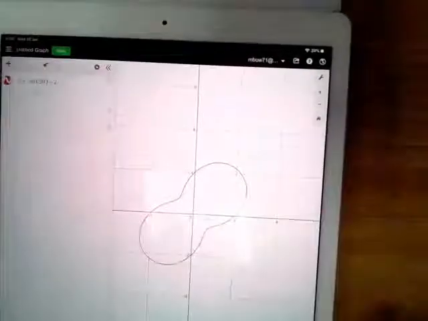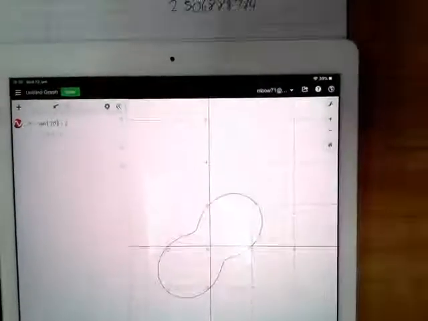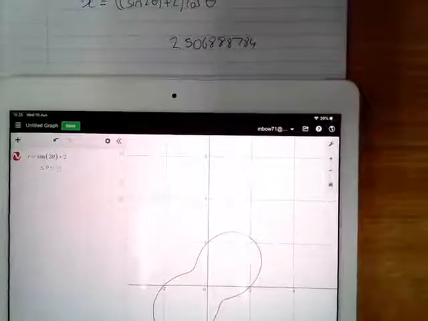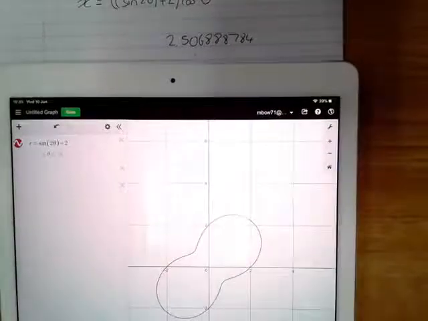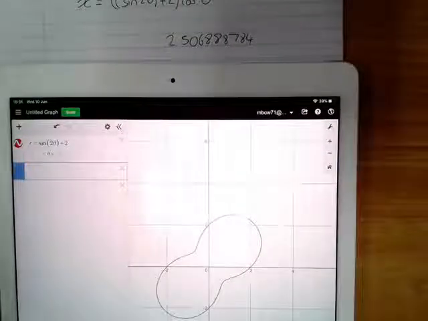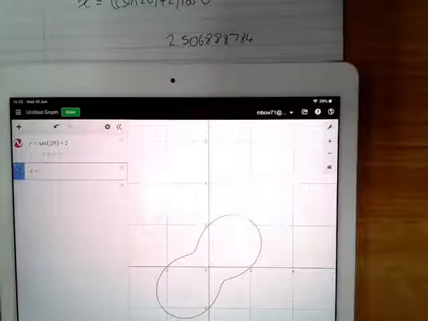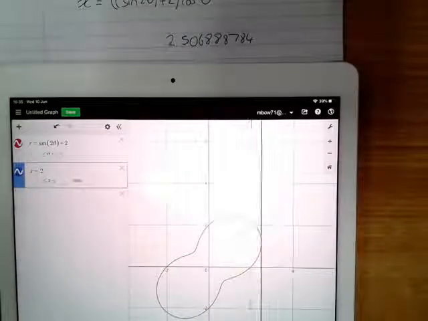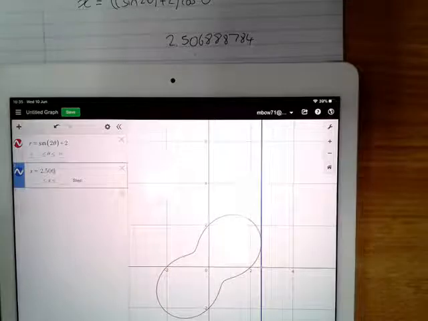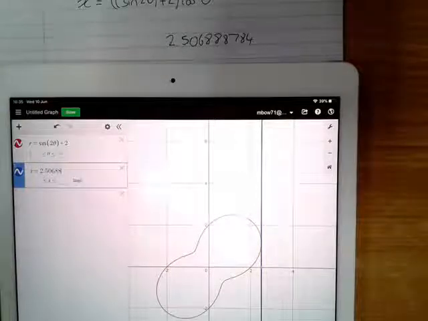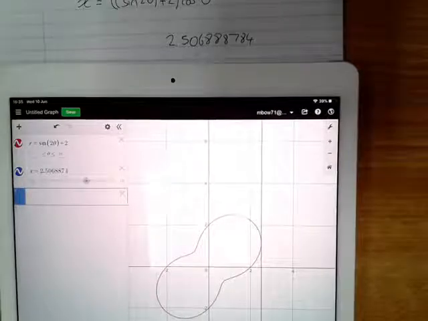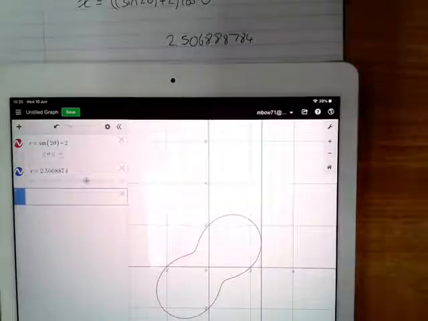So here's the screen. Can you see the value there? Just about. Here we go. So if I now type in x equals 2.5068874. Bingo. The tangent to the curve at that point.